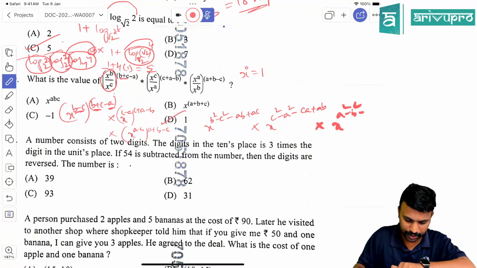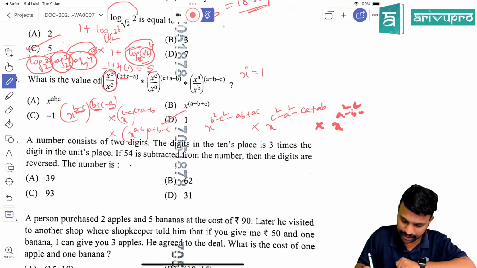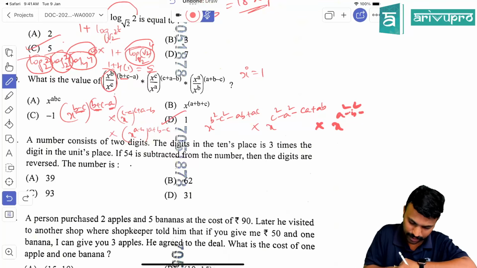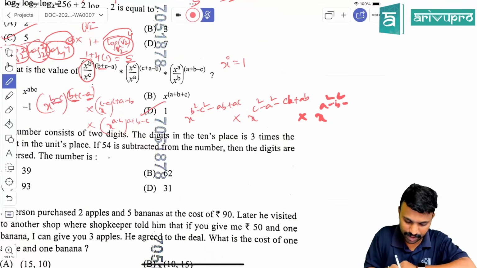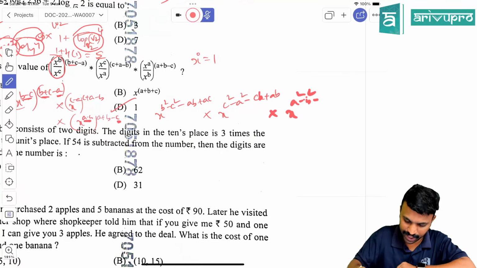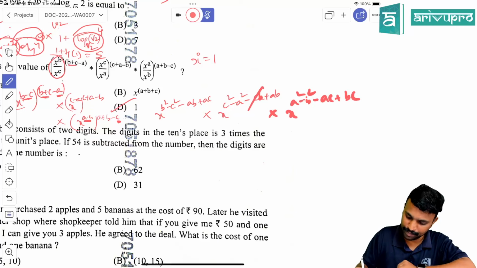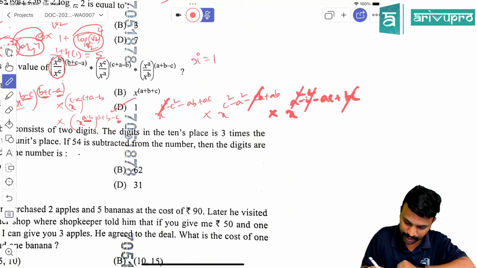C square minus a square minus bc, actually minus cb here. Here it's going to be minus cb, right? And how about the last term? A minus b into c is minus ac plus bc. Now what will happen? Minus cb plus bc cancel, b square minus b square plus b square plus a square minus a square. So all these powers will get cancelled.